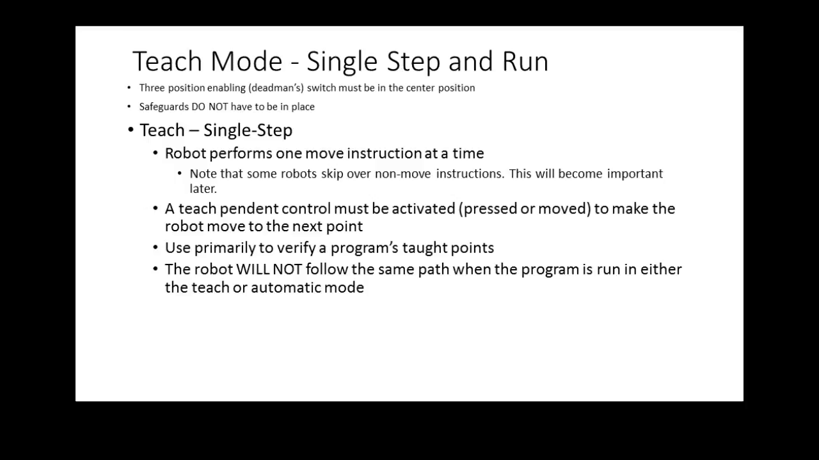Use primary to verify a program's taught points. The robot will not follow the path when the program is run. So what happens, it's not going to follow the path, but it's going to verify the points. Odds are if you're doing a circular move, it'll follow the path, but if you do a joint move, it's going to be completely different when you run the program.